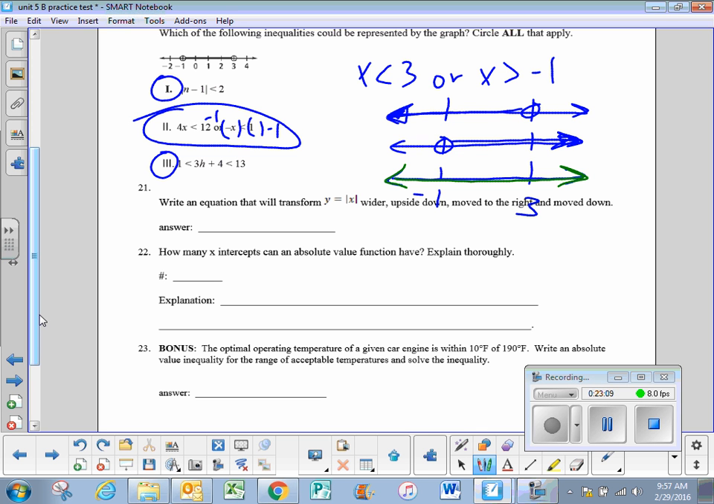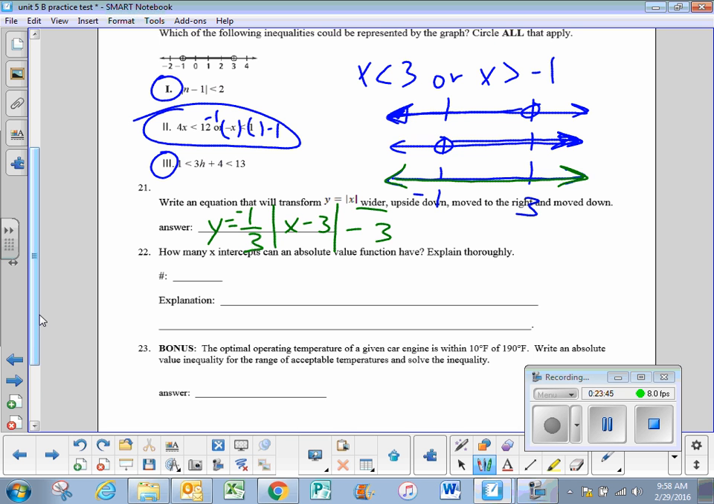Okay, next one. How do I make something wider? By making this number less than 1. How do I make it upside down? That has to be negative. I'm just picking a fraction that's less than 1. I'm showing there's an infinite number of right answers. If I want it moved to the right, I need to subtract something inside. If I want it moved down, I have to subtract something on the outside.